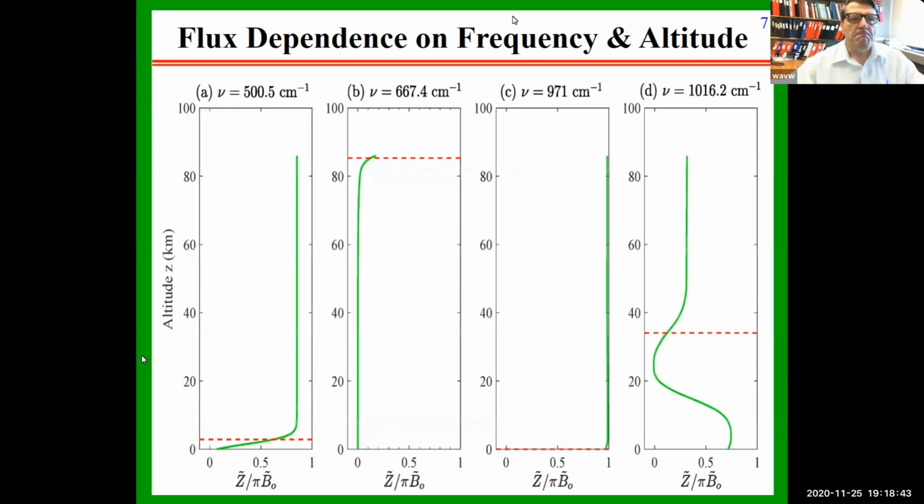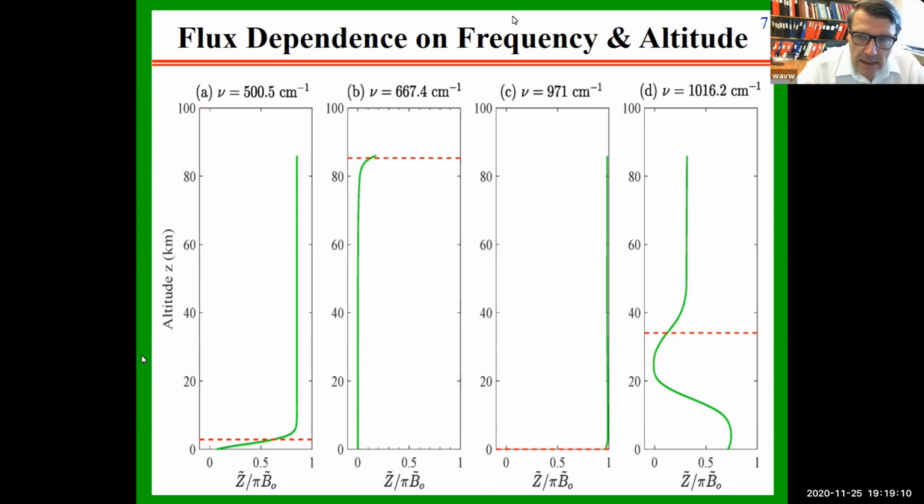Slide 7. So what we show here is 4 different infrared colors, and we plot the heat on the horizontal axis, or the flux, versus the altitude on the vertical axis. So in the left column, we consider an infrared frequency of 500 wave numbers.